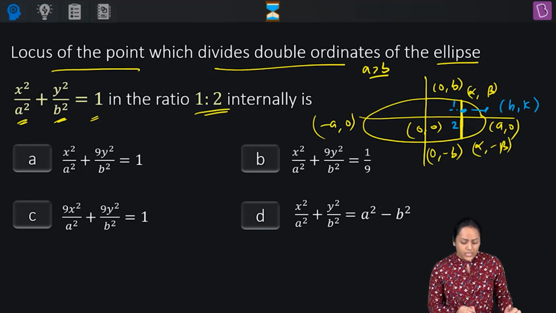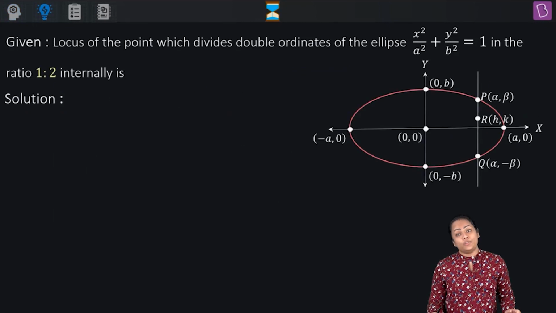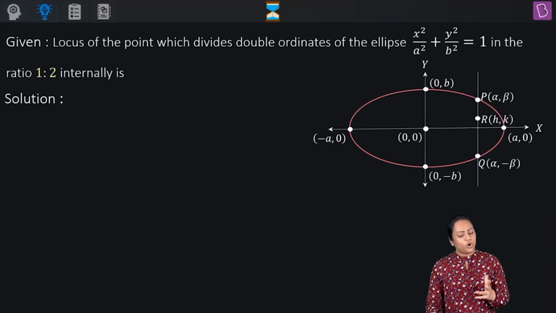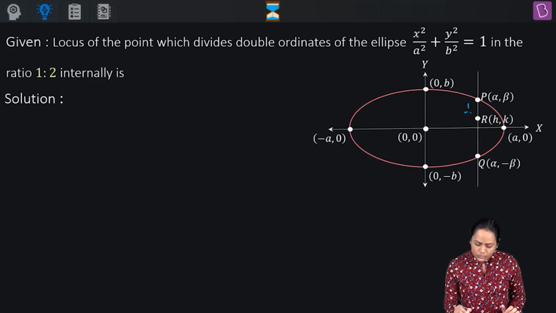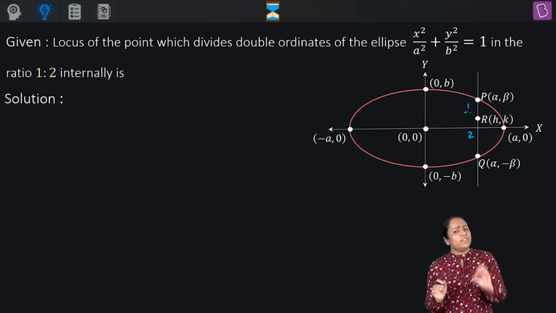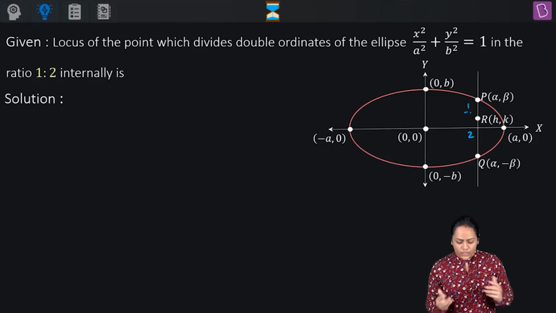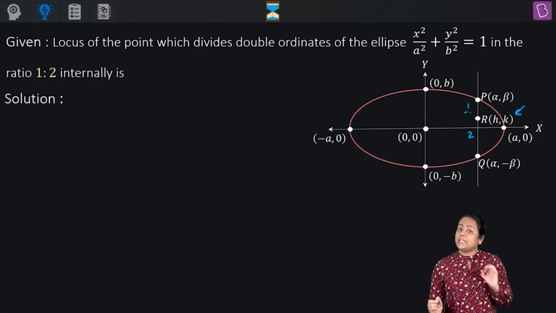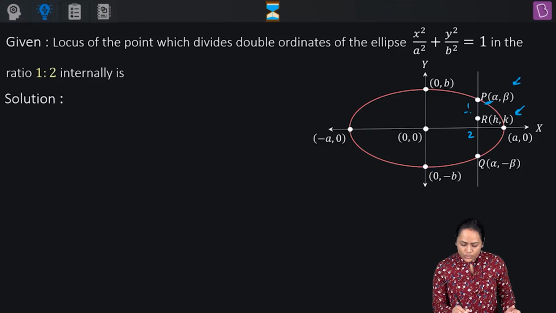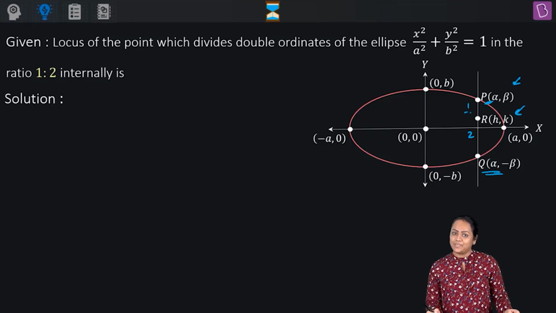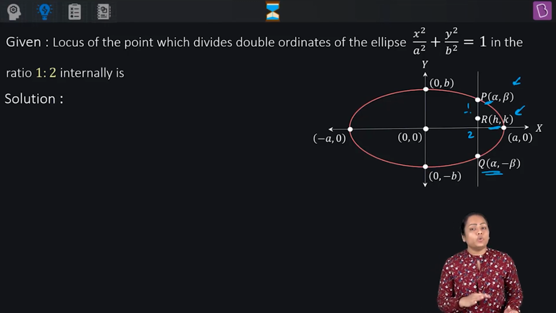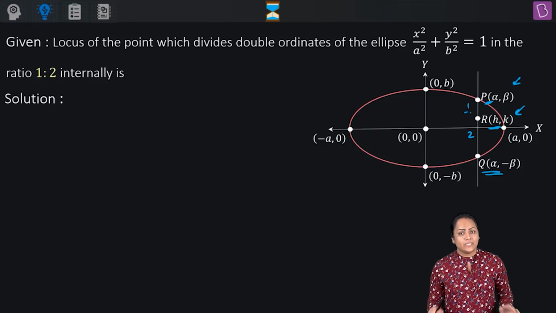Understood? Okay. Now, how are we going to do this question? Well, we already have the internal ratio with us, 1:2. That means we can use the section formula, isn't it, to get h and k in terms of alpha and beta. P is my point alpha comma beta, Q is my point alpha comma minus beta, right? And R is the point whose locus I have to find. Clear?